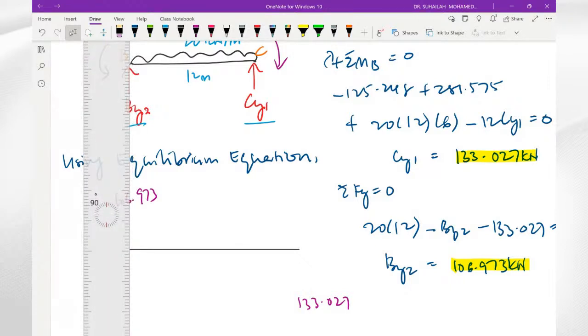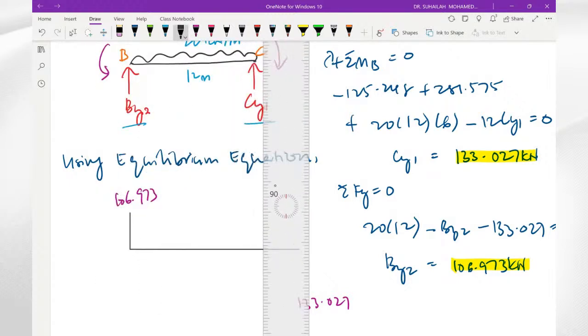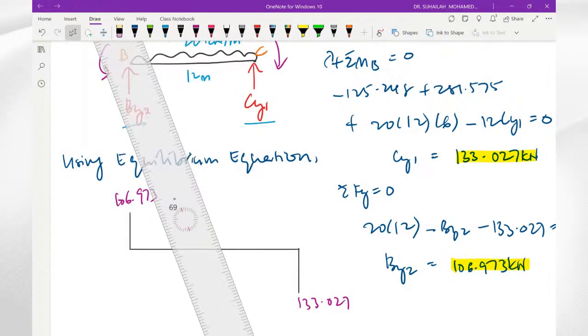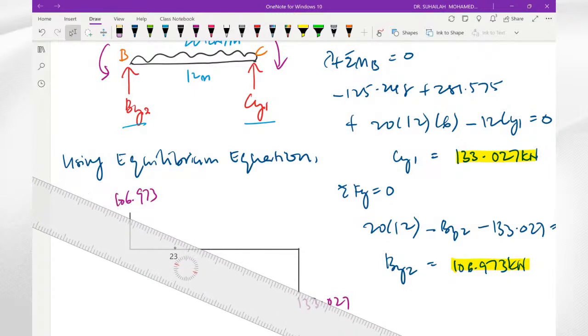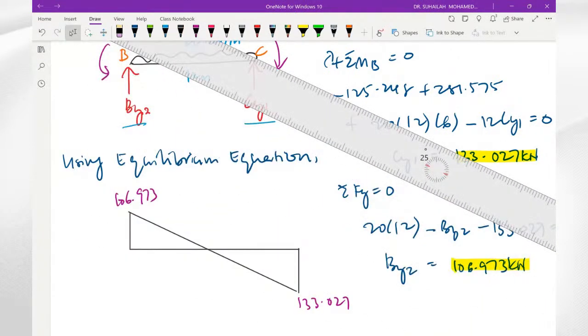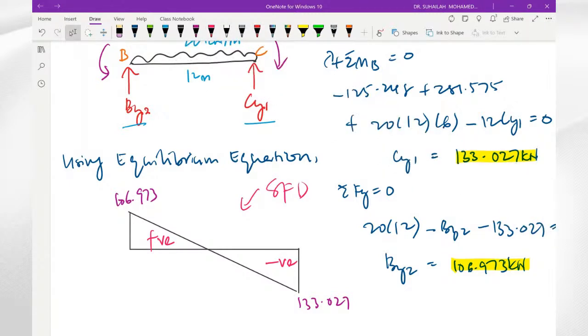Okay, by is positive, so we get this. And then cy is negative 133. And then there is an intersection in the shear force diagram. So this is the shear force diagram. This will be the positive side, this will be the negative side.